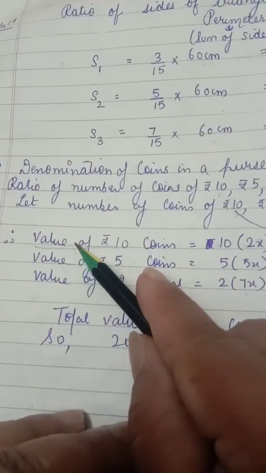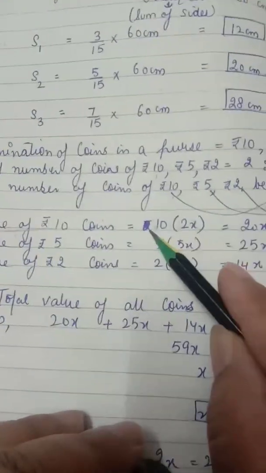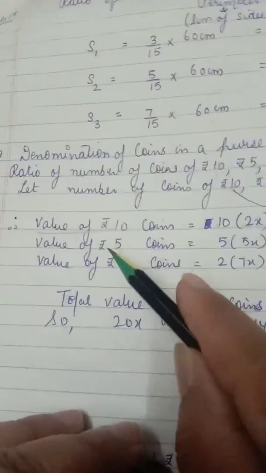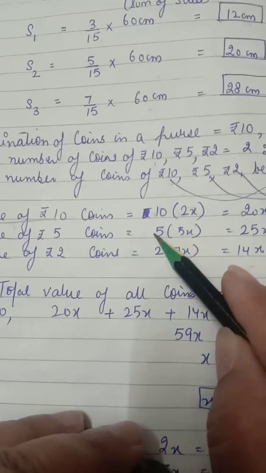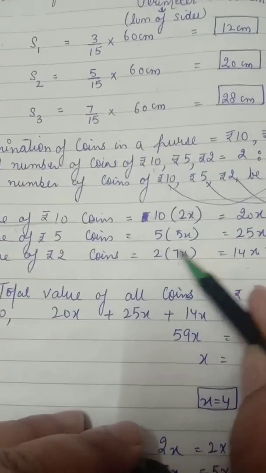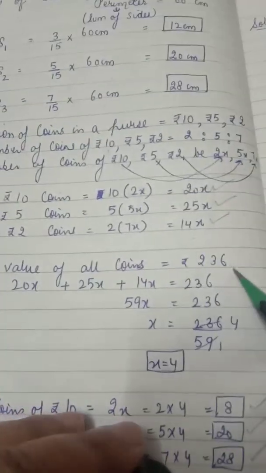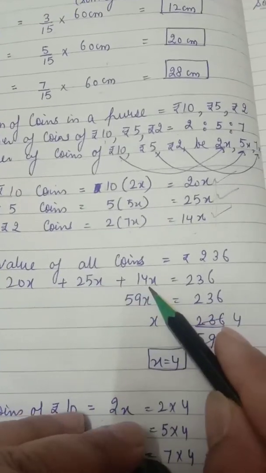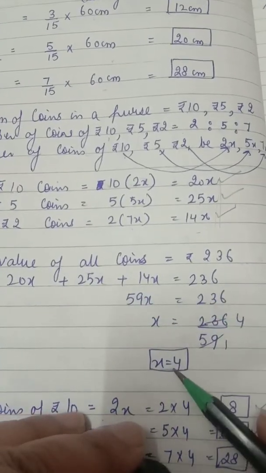Now what is the value? Value of 10 rupee coin. The number of 10 rupee coins is 2x. In total 10 into 2x is 20x. Value of 5 rupee coin is 5x, 5 into 5 is 25x. And value of 2 rupee coin is 7x, that's 2 into 7x, which is 14x. Now the total value is given as 236 rupees. So adding all, that is 20x plus 25x plus 14x is 236, and the value of x you get as 4.